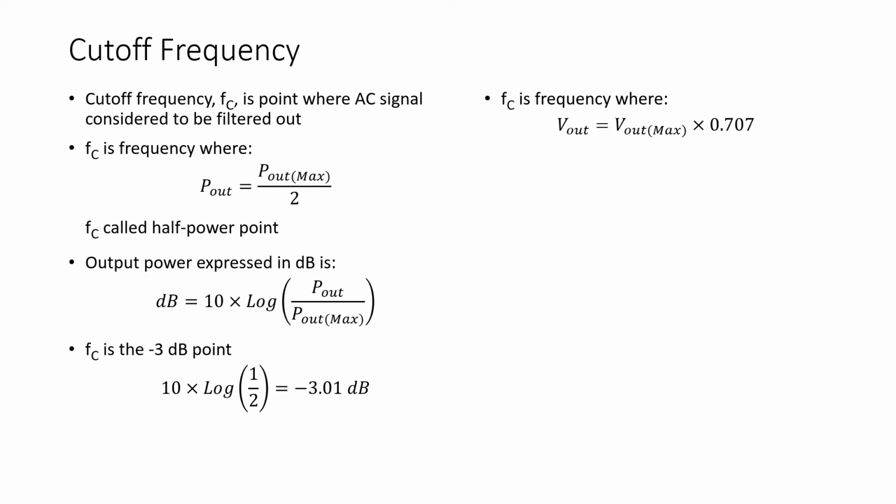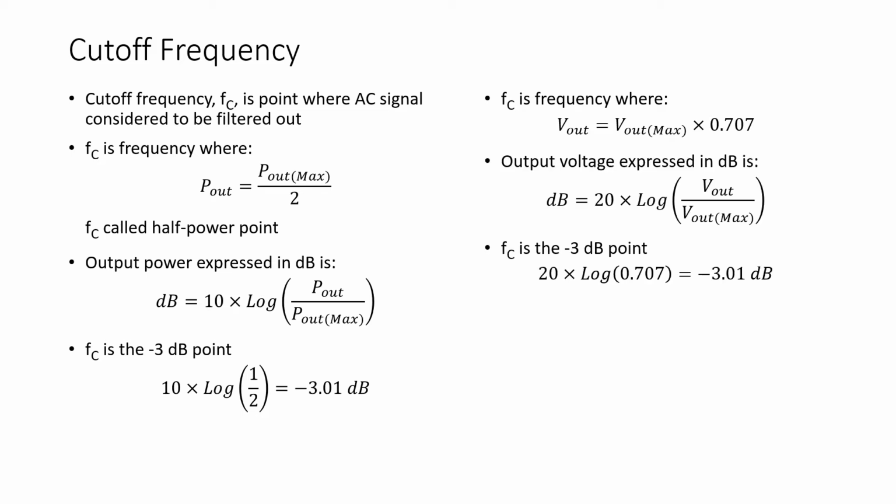Now, the cutoff frequency is also the frequency where the output voltage reduces to 70.7% of the maximum output voltage. And of course, we can express voltage ratios in decibels also. So the output voltage expressed in decibels would be 20 times the log of V out over V out max. And if we take 20 times the log of 0.707, we get -3 dB. So it doesn't matter if we're describing the output in terms of power or in terms of voltage, the -3 dB point is the cutoff point, or the cutoff frequency for the circuit.